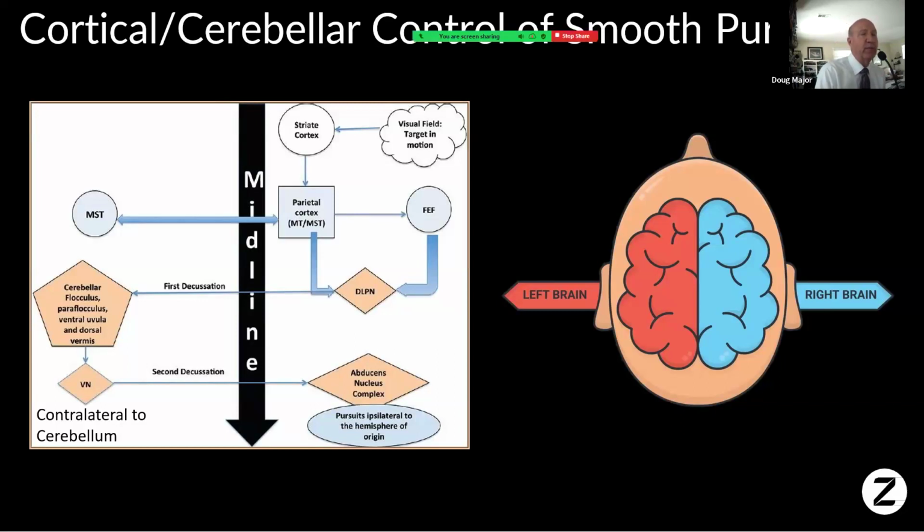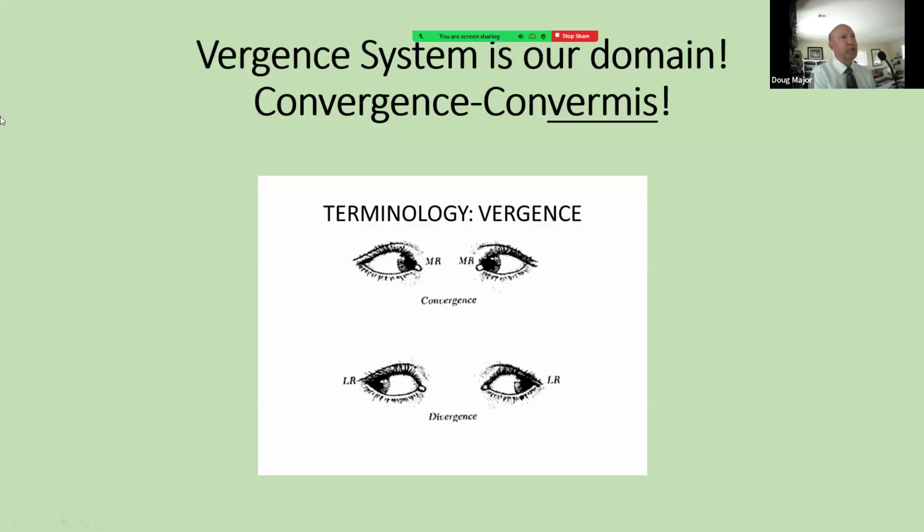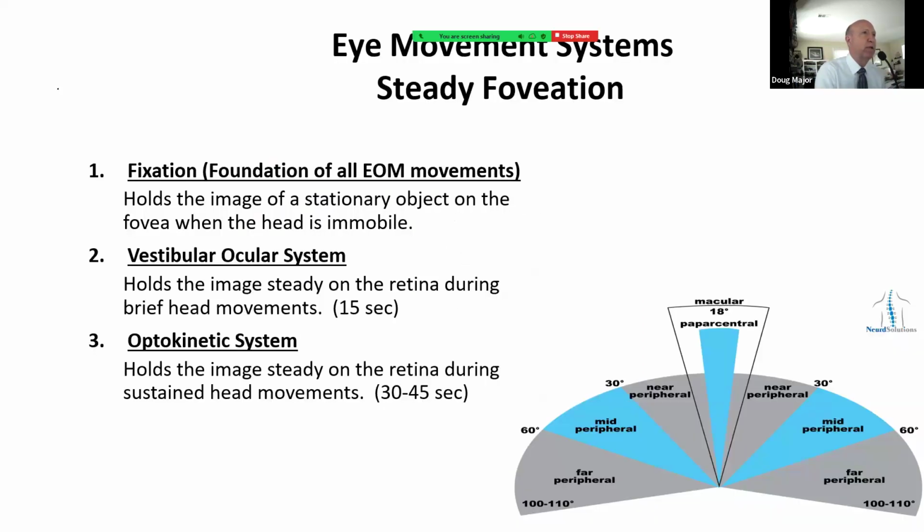Right pursuit is a right brain, right parietal effect. And then, of course, the vergent system is our domain. We think about that all the time. Convergence, maybe as we learned about, maybe it should be convermus, as we are using the vermis to cross our eyes as well as control other things. Eye movement systems for steady fixation. Of course, fixation is really the foundation for all movements.